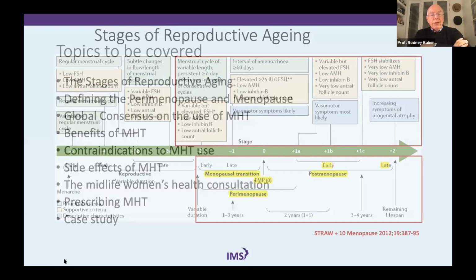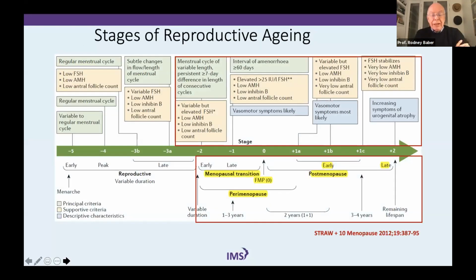You'll all recall that these are the stages of reproductive aging as were defined in the STRAW+10 workshop back in 2012. Basically, there are 6 phases before the final menstrual period, or FMP, and 4 following that. And what we want to discuss with you today are those areas outlined in the 2 red rectangles, which really define the perimenopause, the menopause transition, and the post-menopause.